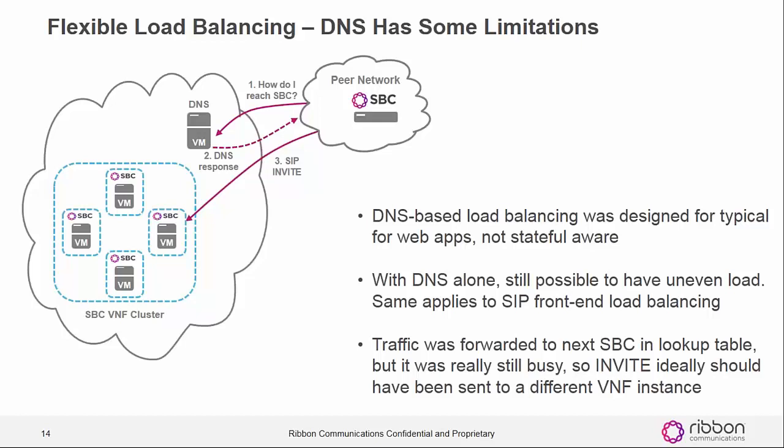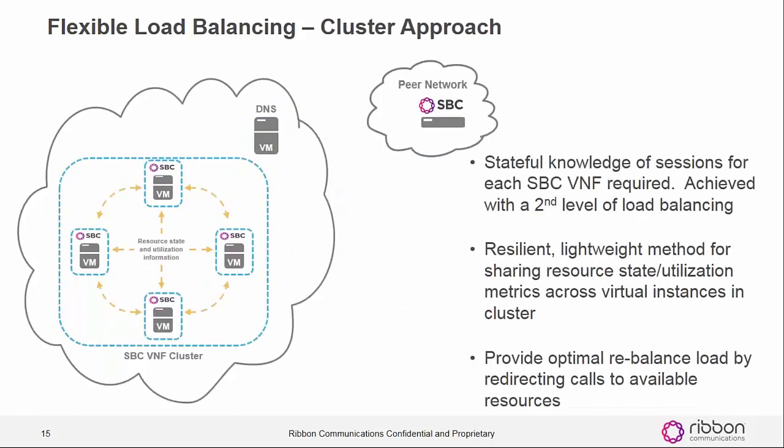The problem is that traffic probably shouldn't have gone to that one because that's the next SBC available in the lookup table, but it's busy. And the invite probably should have been sent to a different VNF, but DNS didn't know that because it's not stateful aware. In fact, that invite probably should have gone to this other virtual network function instantiation. So how do we make that happen? How do we provide a next level of innovation to make this happen and still interwork with traditional DNS? And that's what we did here.